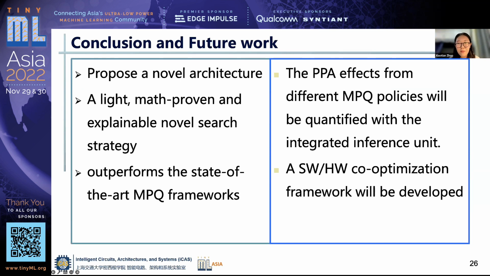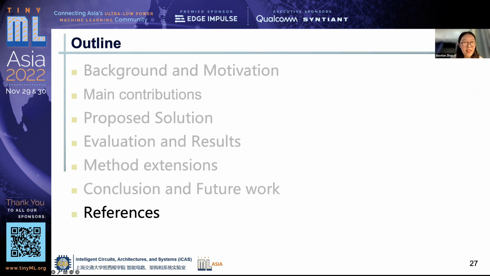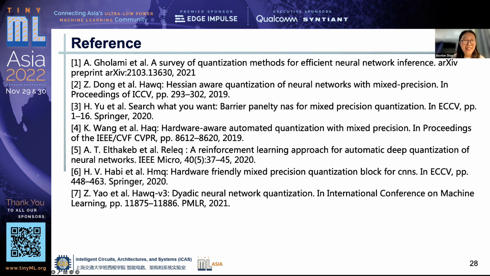And in the future, we also want to make some optimization on the hardware part, because we want to obtain the PPA, which is the power, performance, and area effects from different MPQ policies, which will be quantified with the integrated inference unit. And we also want to develop a software and hardware co-optimization framework to further optimize our quantization methodology. Yeah, this is the reference, and thank you.